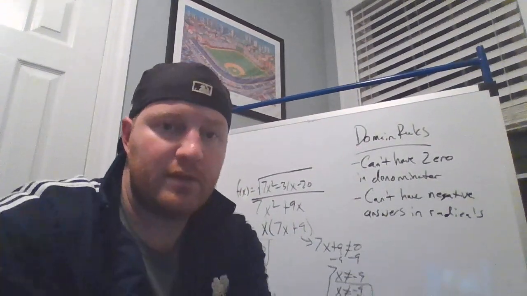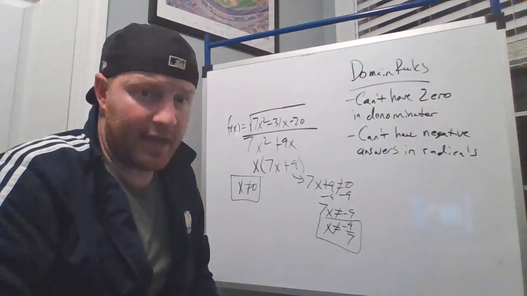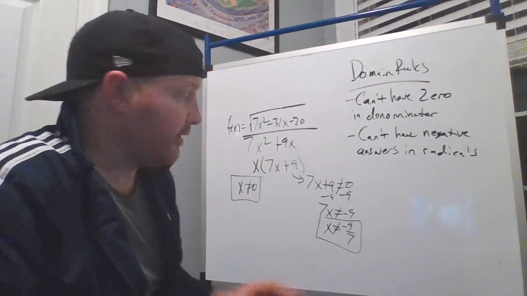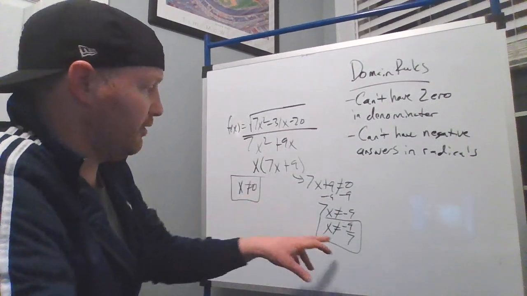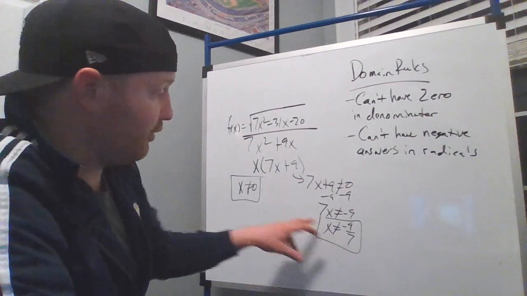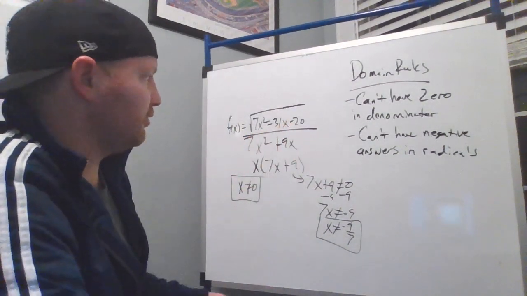Okay, let me scroll this down a little bit. There you go. So those are the two answers for following the denominator. So as of right now, I can have all real numbers except 0 and negative 9 sevenths, because both these answers make this denominator 0. Can't have that. Up here is a little trickier.